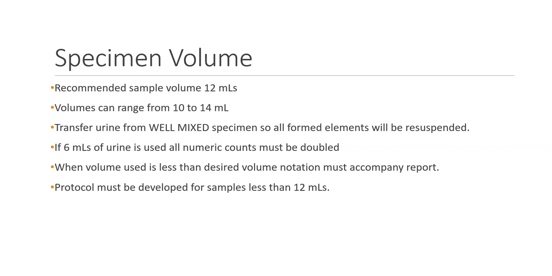The volumes can range from 10 to 14 mLs without affecting the components of the microscopic exam too much. You want to transfer the urine from a well-mixed specimen so that all the formed elements that are present will be resuspended. If 6 mLs of urine is used, all numeric counts must be doubled to compensate for the decreased volume of urine used. When the volume used is less than the desired volume, a notation must accompany the report. The protocol must be developed for samples less than 12 mLs.